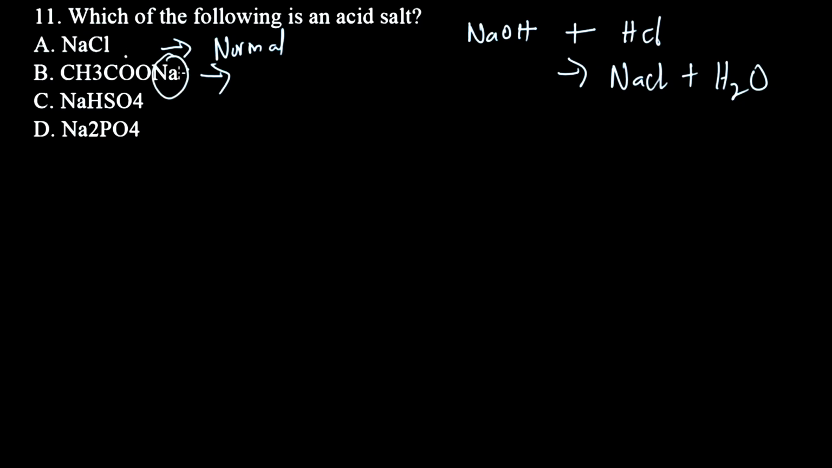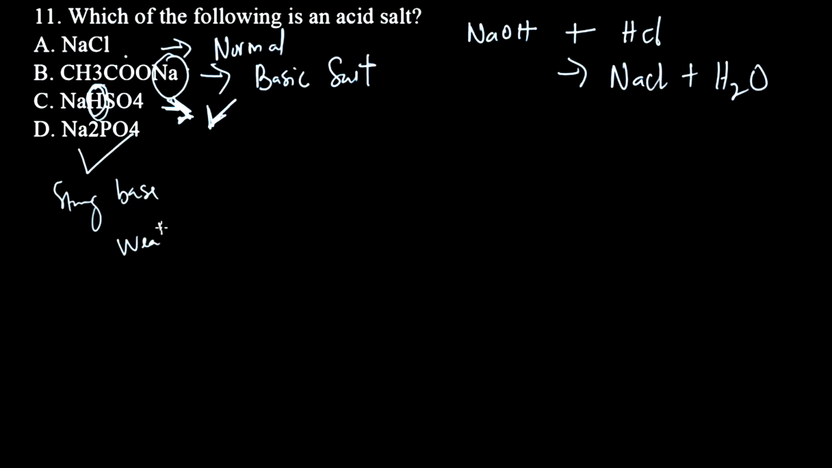Since the base is stronger than the acid here, this is a basic salt. Looking at this, one obvious way to identify some acidic salts is that they contain some hydrogen in the middle of the formula like this. So we have this to be the acid salt. This salt is also a sort of strong base and weak acid. So the right option is C.